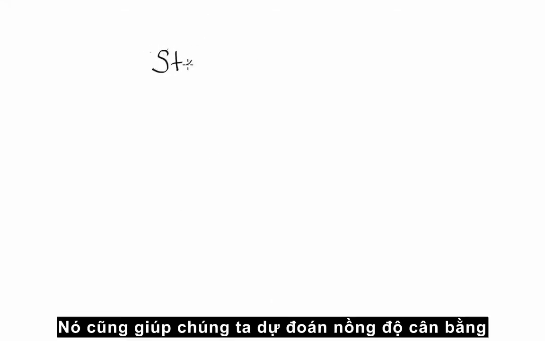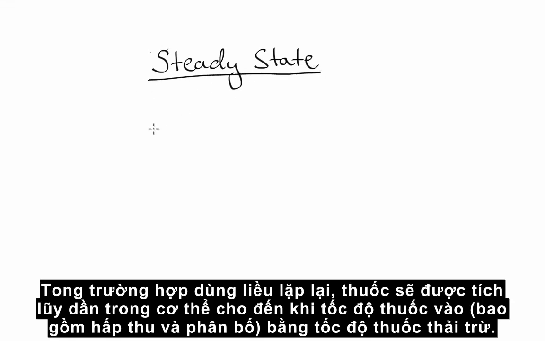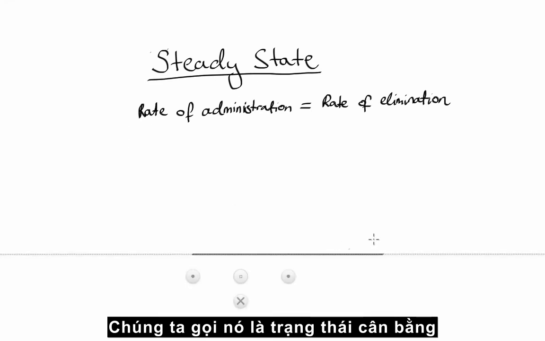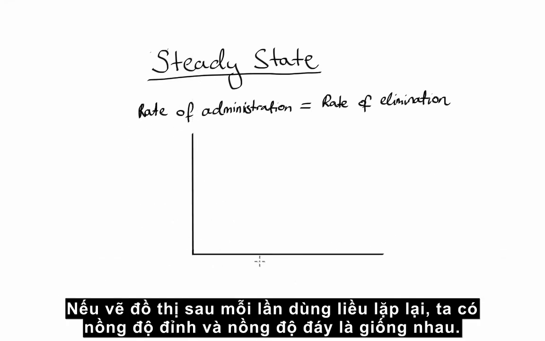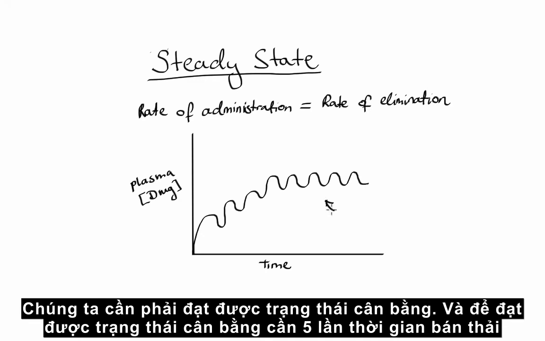Half-life also helps us predict steady-state concentrations. So when doses of a drug are repeatedly administered, a drug will accumulate in the body until the rate of administration equals the rate of elimination. This is what we call steady state. So if we were to graph it, when after each additional dose, the peak and trough concentrations stay the same, we know we reached steady state. This is typically attained in about 4 to 5 half-lives.